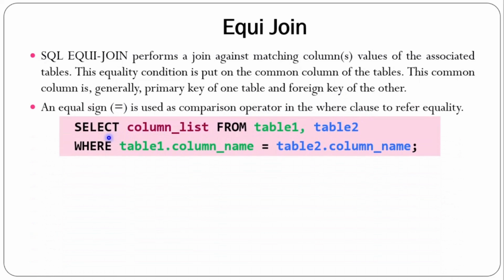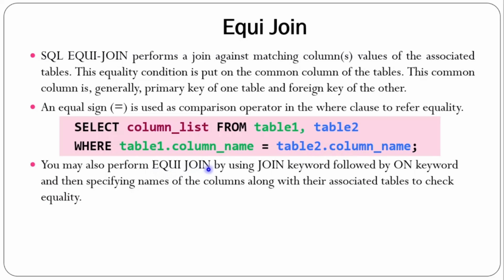The syntax is select column list. We have to specify the column list from both the tables, from table 1, table 2. And we have to specify the Equi-Join condition, name of the table 1 dot the common column name equals table 2 dot the common column name. The column list can contain the required fields from both the tables.